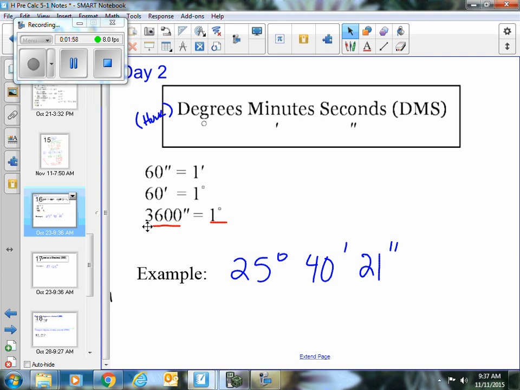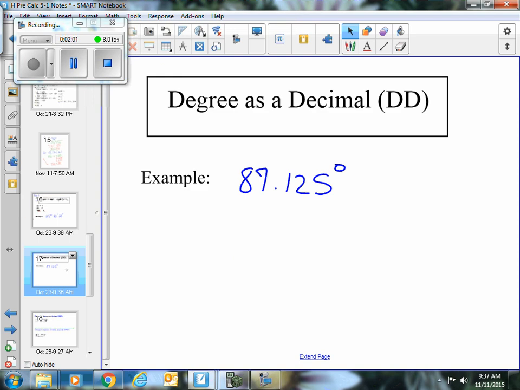The other way we can write those numbers though is just as a regular decimal, and we call that DD, degree as a decimal. So I have an example of a number written that way too, 87.125. That's just in degrees, or just in that regular unit. So it's the whole number part, and what's left over, the rest of it that's not quite a whole degree. It's what part of a degree that is.